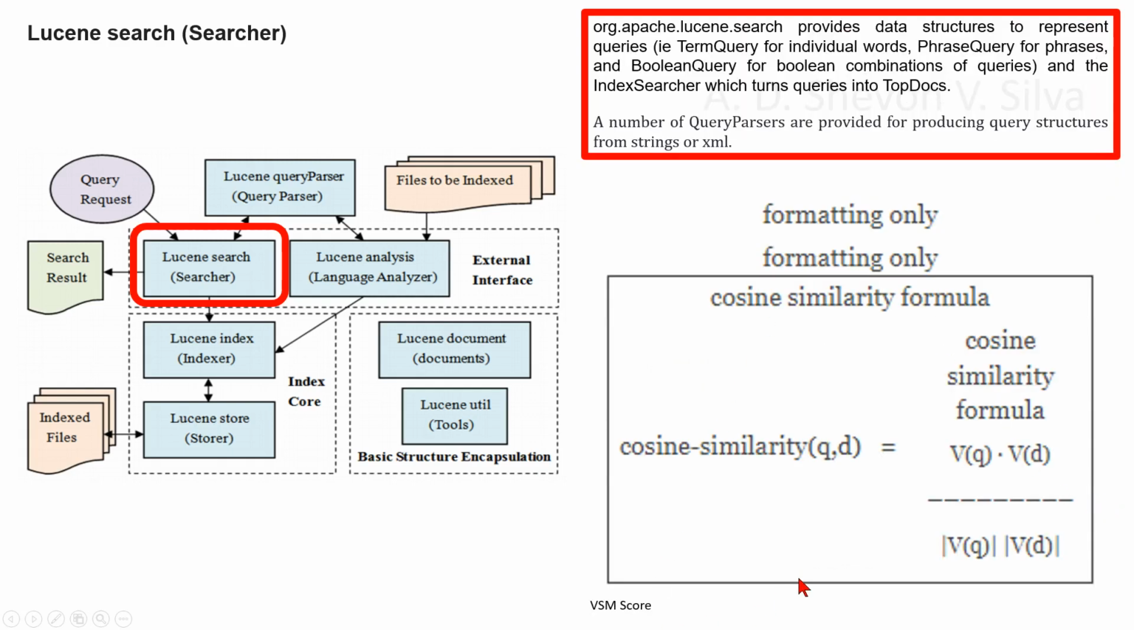Now we are considering VSM score. In the TF-IDF similarity, it defines the component of Lucene scoring. Overriding computation of this component is a convenient way to alter Lucene scoring. Here we are discussing how Lucene scoring evolves from underlying information retrieval models to efficient implementation. We are considering VSM score.